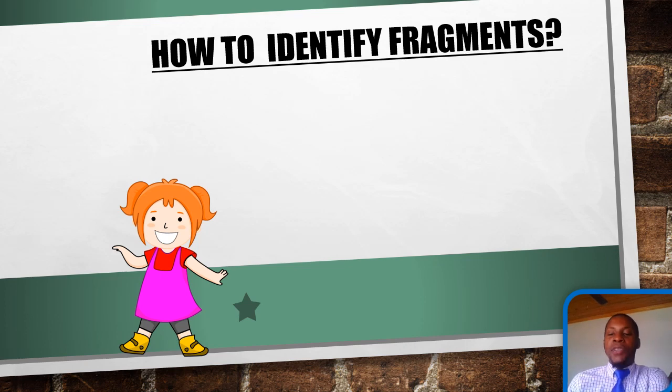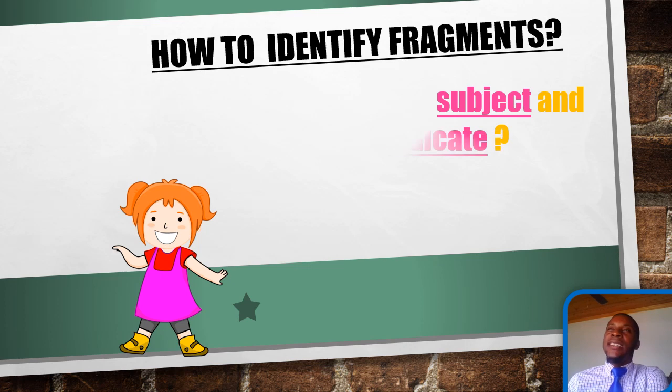Here we are at objective 2, identifying fragments. Let's think back to primary school. What are the 3 things or 3 components that make up a complete sentence? Well, the first 2 are the subject and predicate. I'm certain you got those.